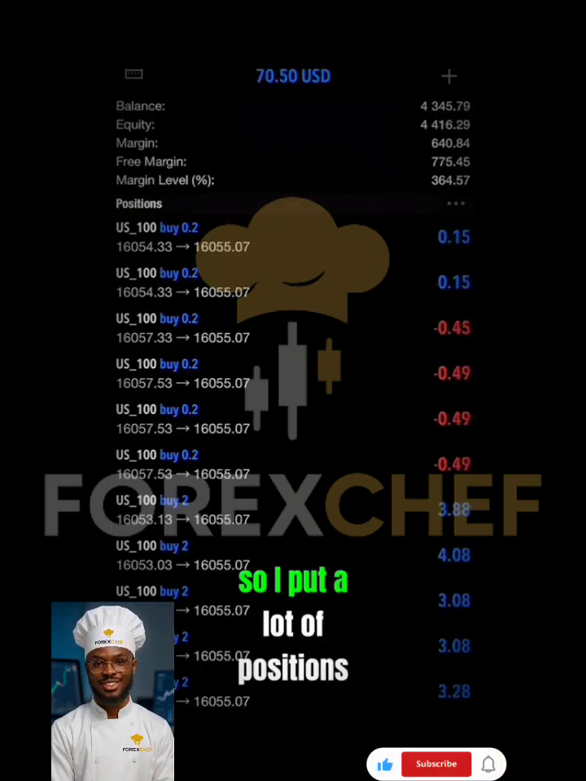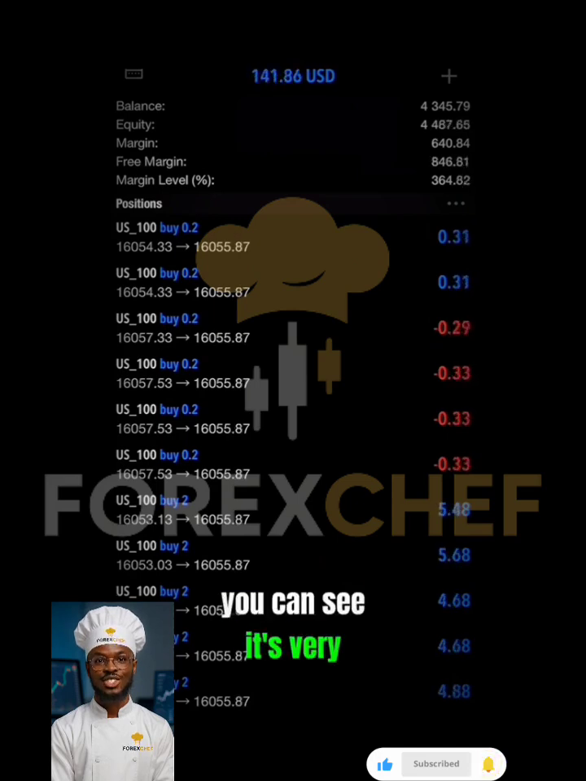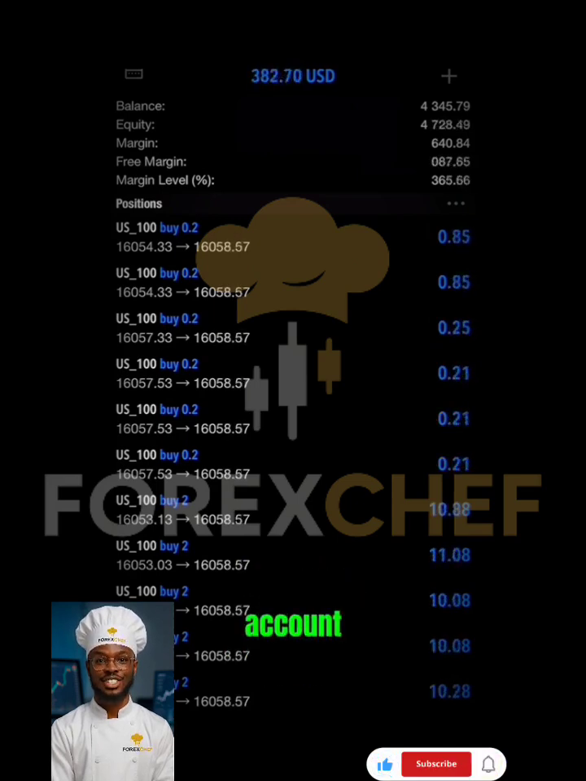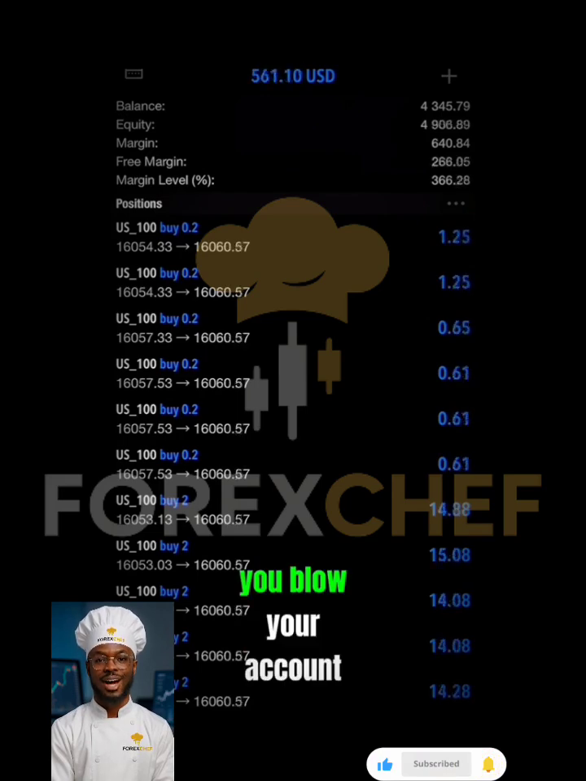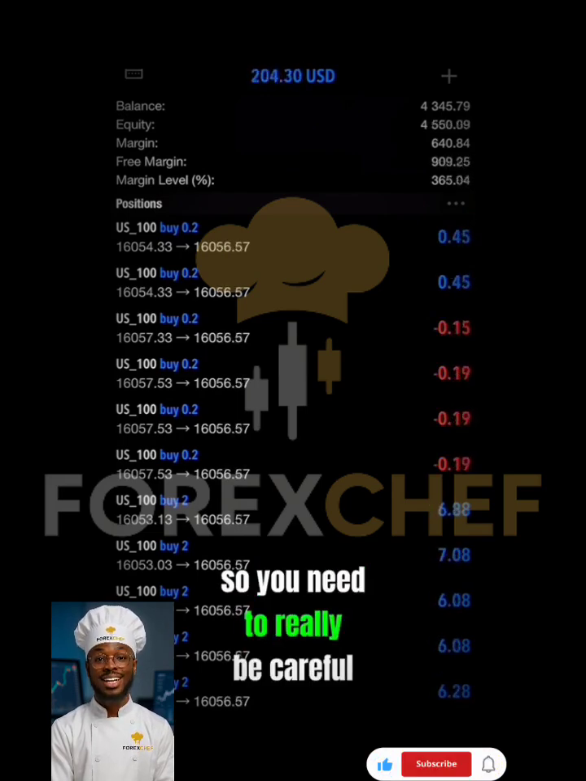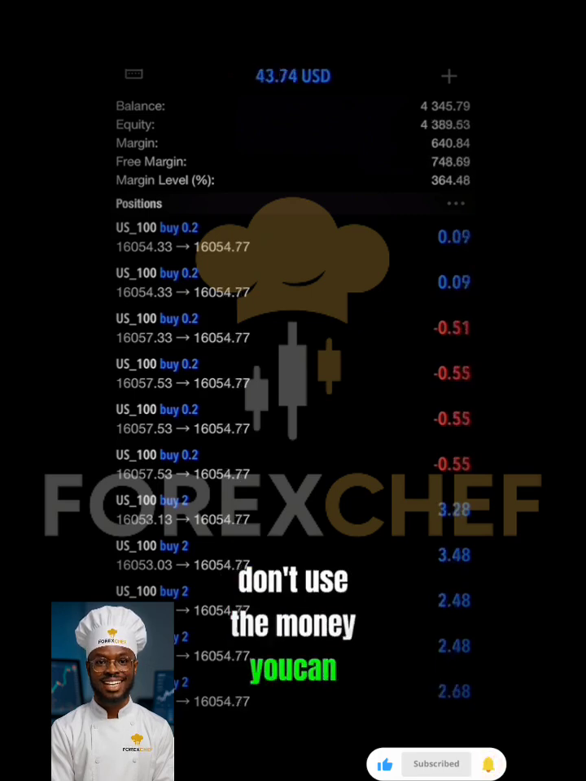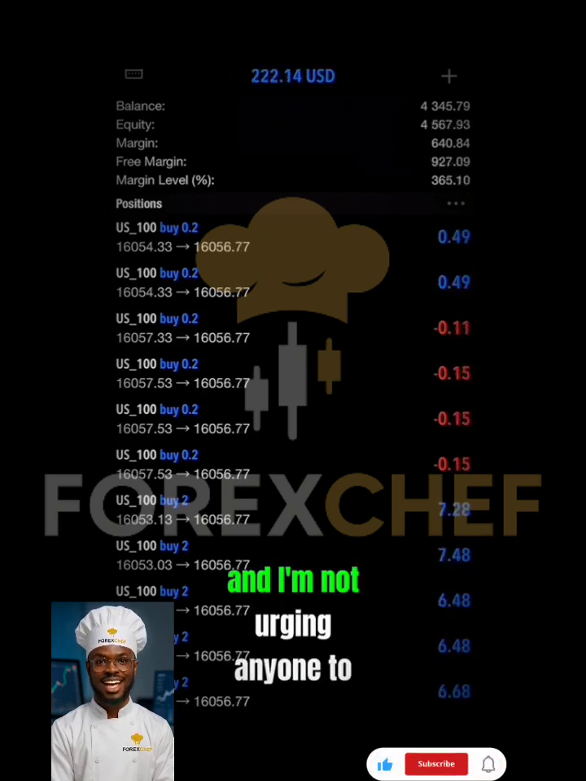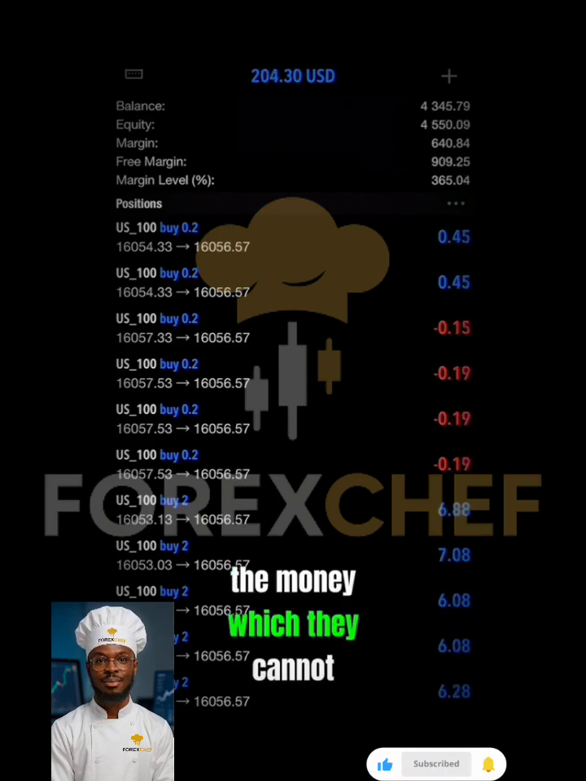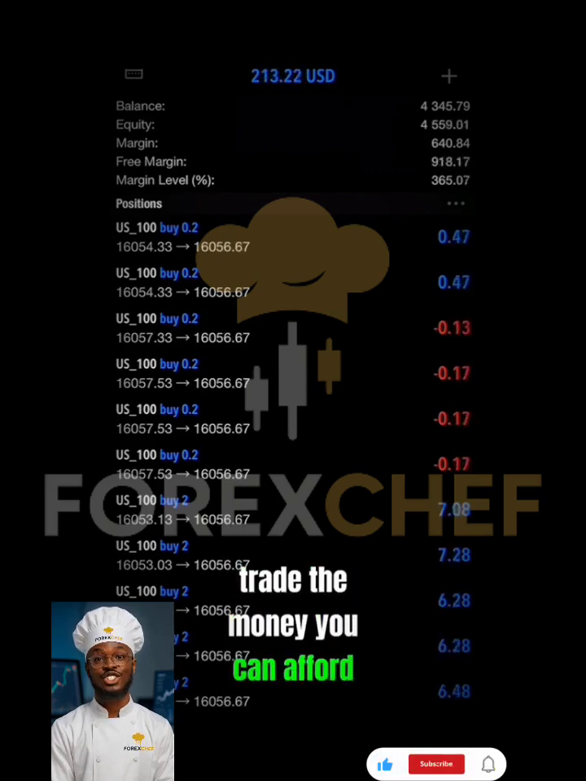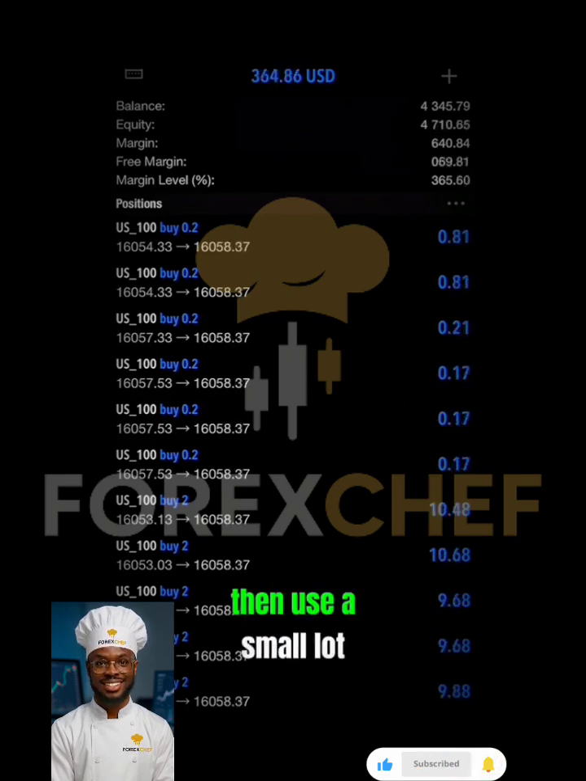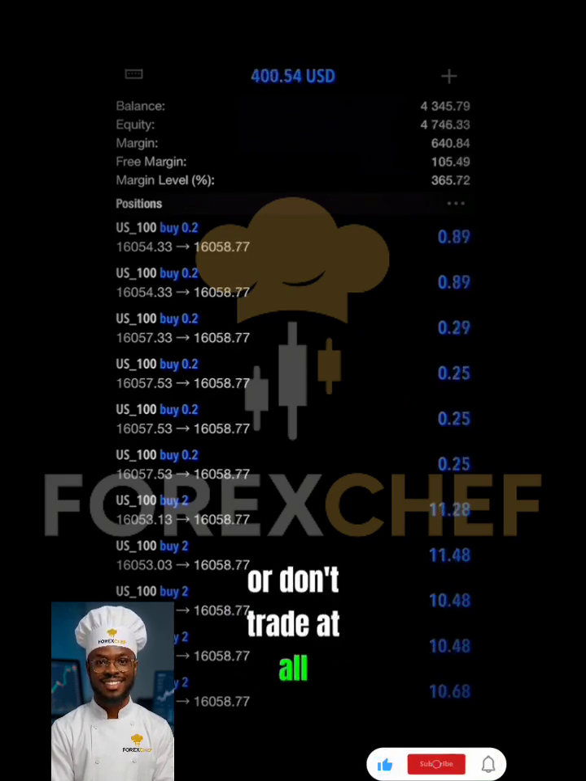So I put a lot of positions here. You can see it's very volatile. It's easy to blow your account. You blow your account very fast, so you need to really be careful. I'm not urging anyone to trade the money which they cannot afford. Trade the money you can afford to lose. If you can't afford, then use a small lot or don't trade at all.